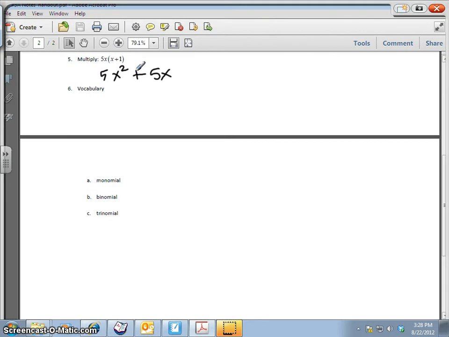A few vocabulary words. A monomial has one term. An example of that would be just maybe 3x. A binomial has two terms. An example of a binomial might be 2x minus 7.